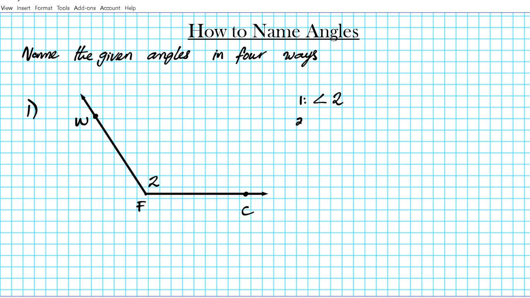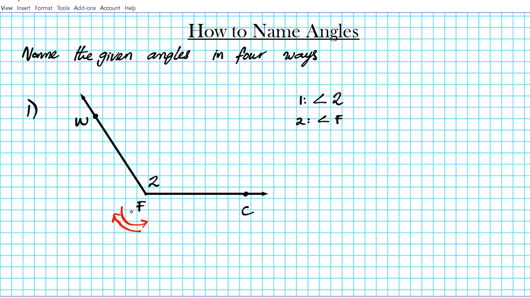Another way that you can name it, a simple way, is by using the point on the vertex. So you can also name this angle F. Now, you can also name this angle using the points on the sides and the vertex point. So you're either going to be going counterclockwise or you're going to be going clockwise. Well, what does that result in? That results in 2 possible ways in which you can name the angle.